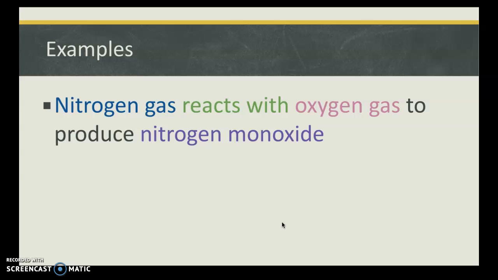Nitrogen gas, well, nitrogen is also a diatomic, so it would be N2 and then gas. Reacts with, so plus. Oxygen gas, which is O2, also a diatomic, and then gas. And remember, just because it's by itself does not mean that it will always have a 2. It's only those diatomic elements we looked at last class. And then to produce, so a yield arrow. And then nitrogen monoxide is a covalent compound, but that is written just as NO.